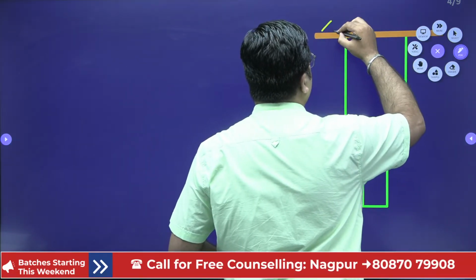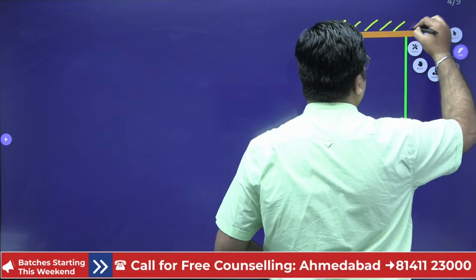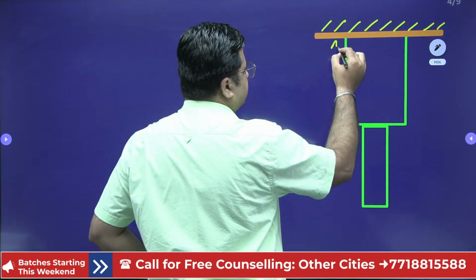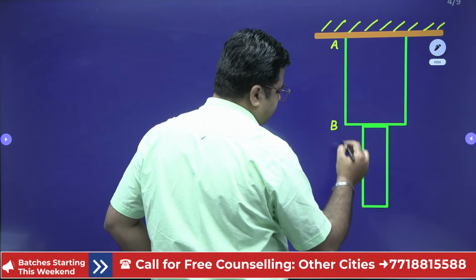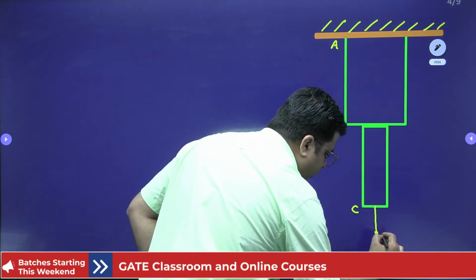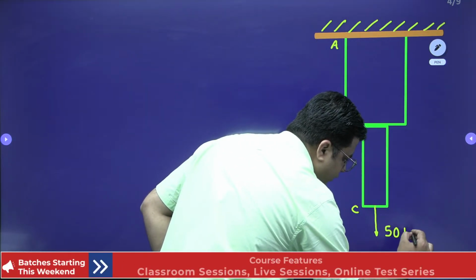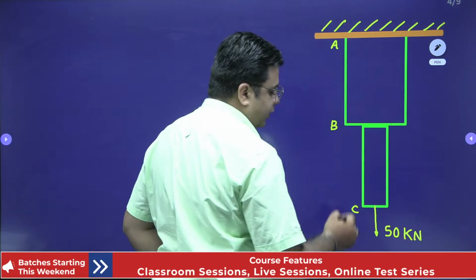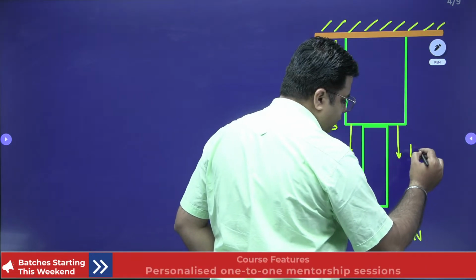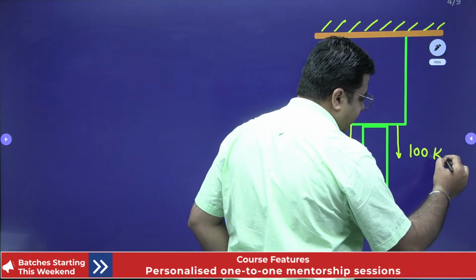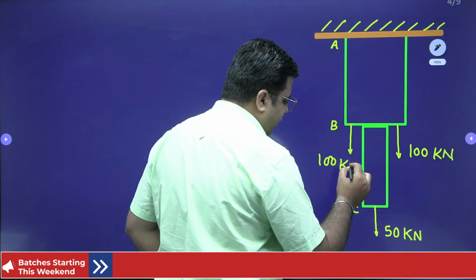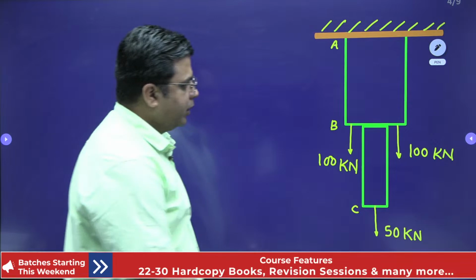So this is my support through which these members are hanging. This is point A, this is B, this is C. You have one 50 kilonewton load acting at the bottom of the member, and you have 100 kilonewton loads acting on either side of the member.